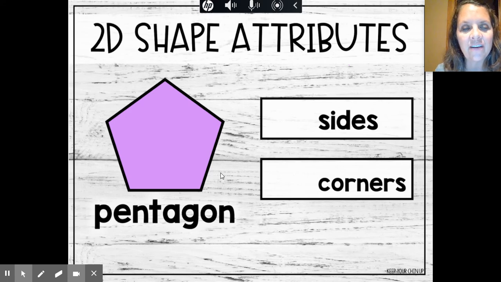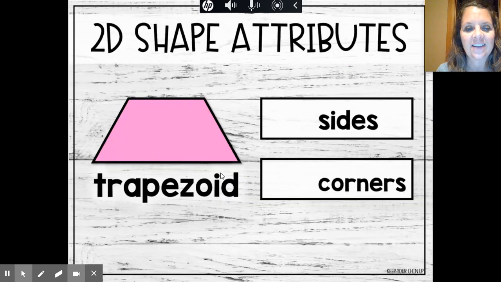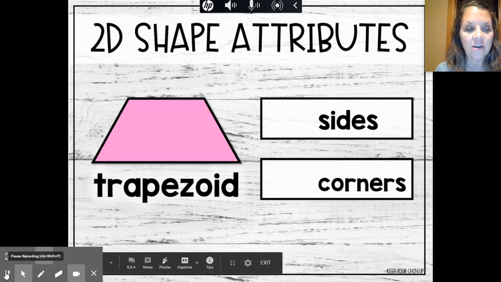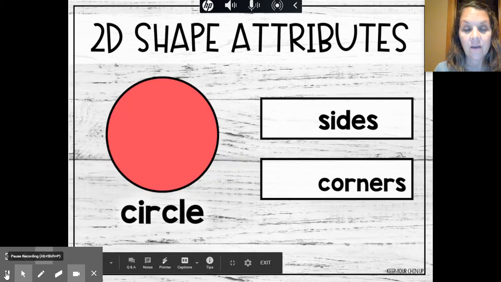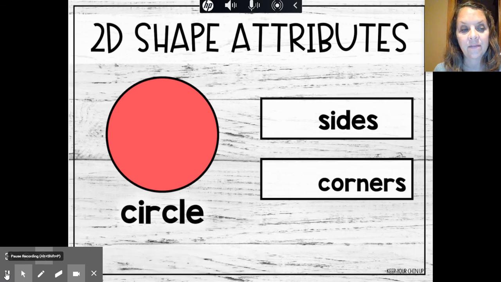Pentagon. A little bit harder. Let's pause and see who would like to give the answer this time. You are right. 5. A pentagon has 5 sides. And I think this is our last one. Trapezoid. Let's pause. A trapezoid also has 4 sides and 4 corners. Okay, we got the circle. How many sides and corners? Show me with your fingers. 0, right.